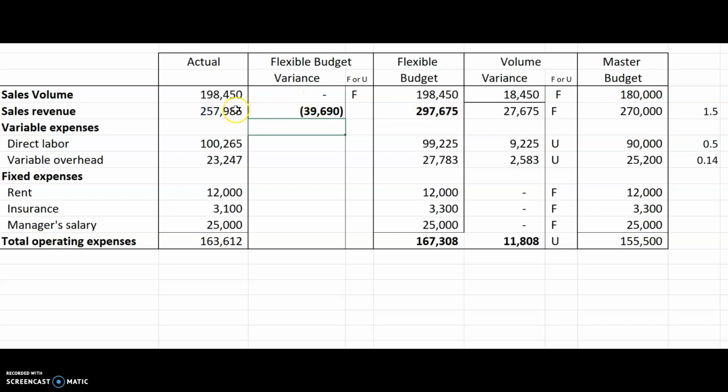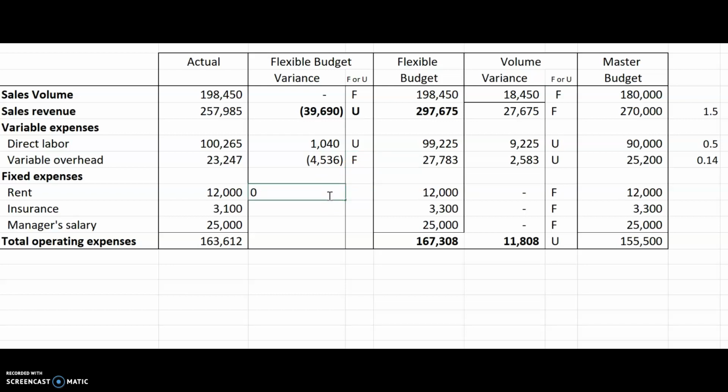Sales revenue was lower than the flexible budget. It's unfavorable for sales revenue to be lower. For our direct labor, it was higher than the flexible budget. That's unfavorable. Our variable overhead is lower. That's going to be favorable.